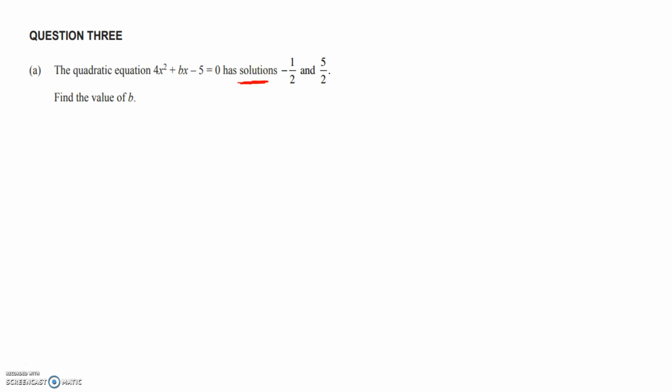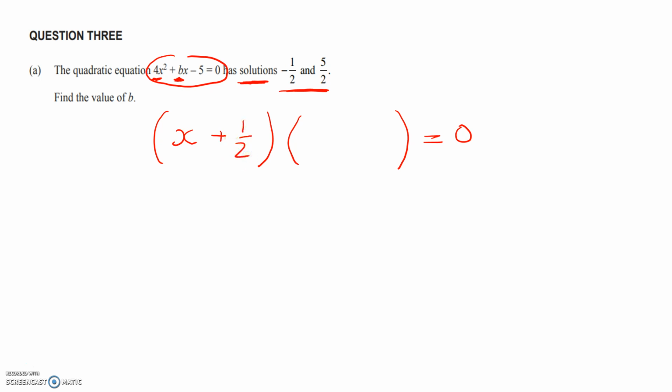Here we're given a quadratic, 4x squared, blah, blah, blah. We don't know what this b number is, but we know that these two numbers are solutions. If something's a solution to a quadratic, that means we can write it as a factor. So x plus a half is one factor. Then when we put x as negative a half, this will be 0, and 0 times whatever this is, is 0. We can do the same thing with the other factor.